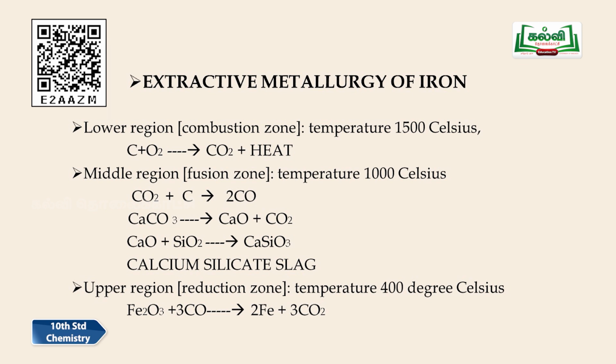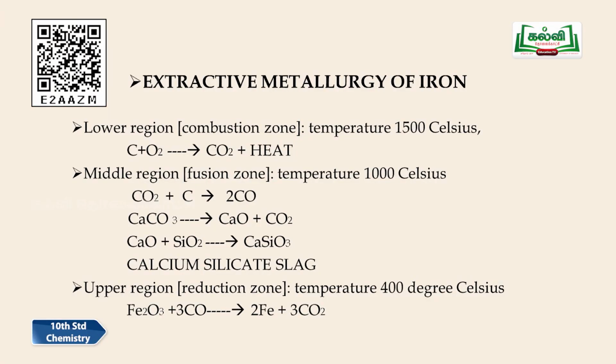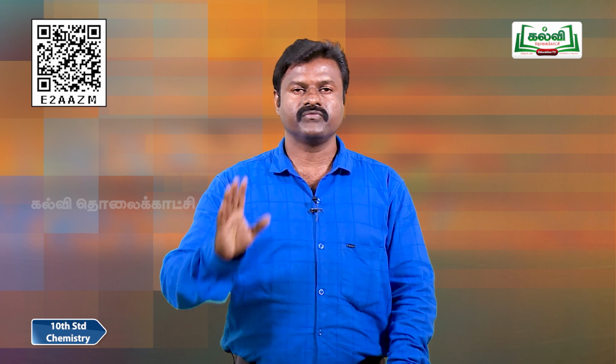In the lowest zone, that means in the combustion zone, the temperature is 1500 degrees Celsius. In the middle zone the temperature is 1000 degrees Celsius. Then in the uppermost part, that means the reduction zone, the temperature is 400 degrees Celsius. So, now let us look at what reactions go on in these three regions. In the lowest portion the temperature is 1500 degrees Celsius. Here the carbon combines with oxygen and gives carbon dioxide, and an enormous amount of heat is liberated. So, this is an exothermic reaction, right.